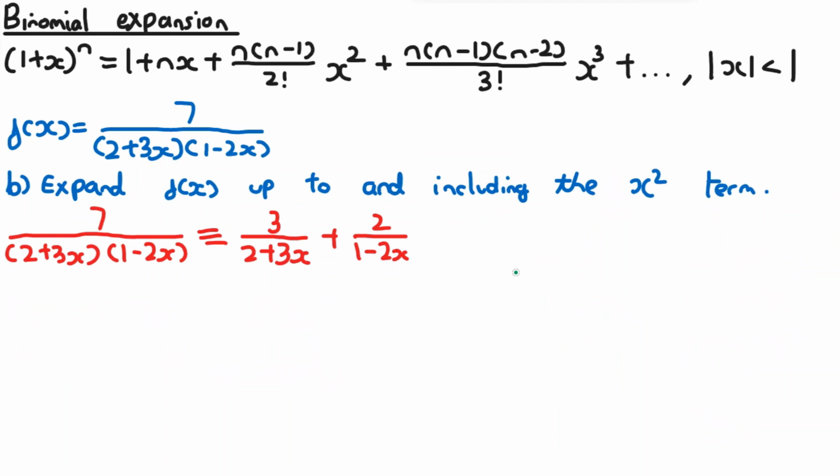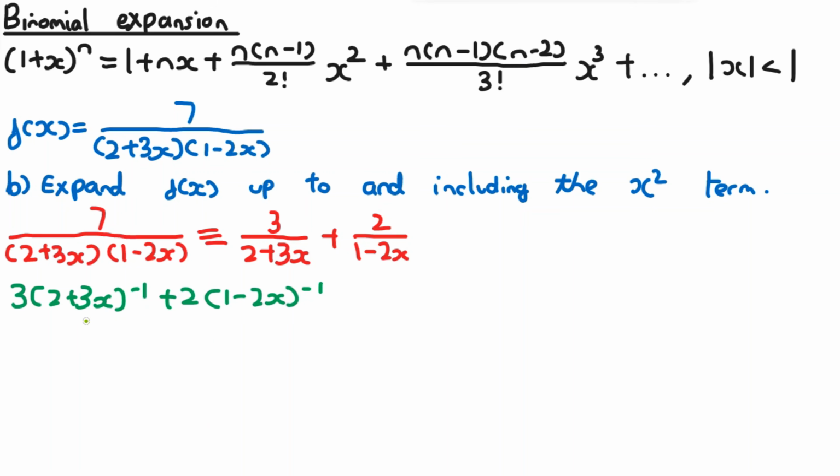And then for part B, we need to expand f of x up to including the x squared term. When it's partial fractions, it's quite common for them to want you to go up to the x squared term, so the x to the power of 3, because we have 2 brackets here, so there's less work to do per bracket. So first of all, let's write this as 3 of 2 plus 3x to the power of minus 1 plus 2, and then 1 minus 2x to the power of minus 1, like this.